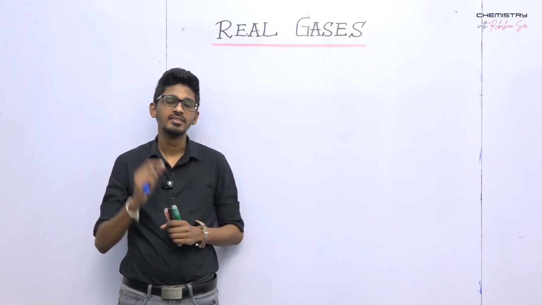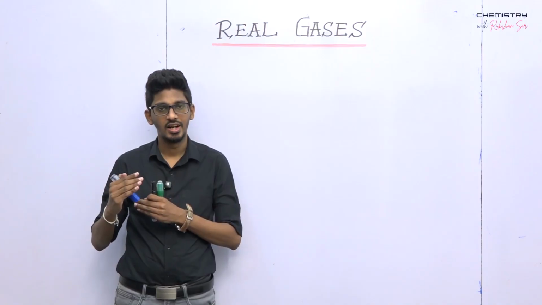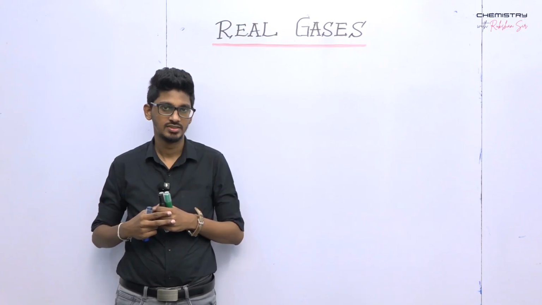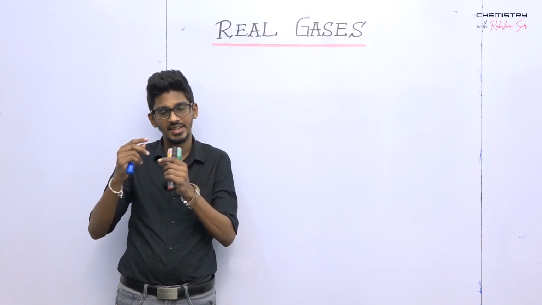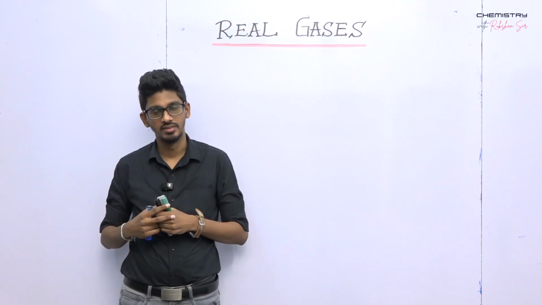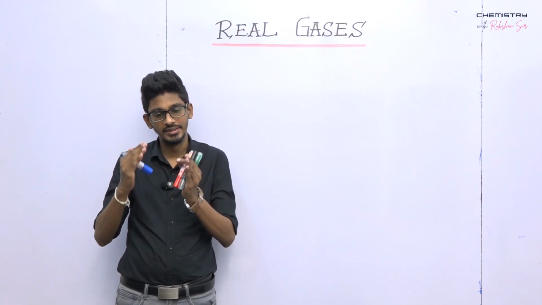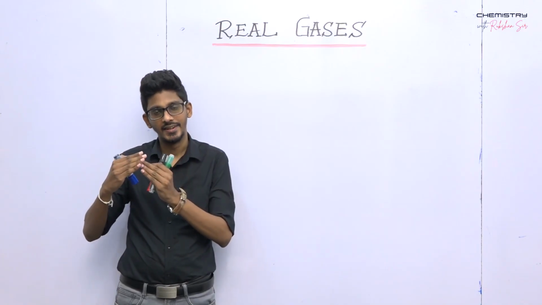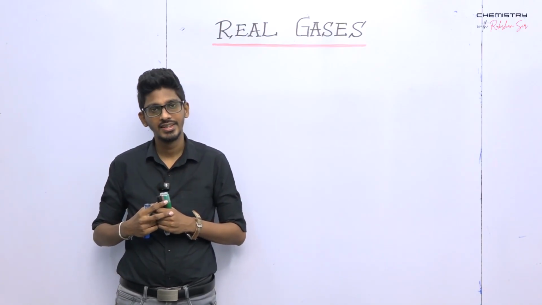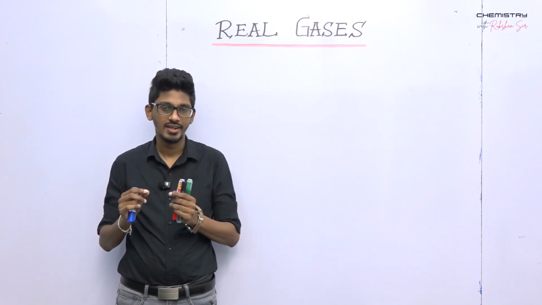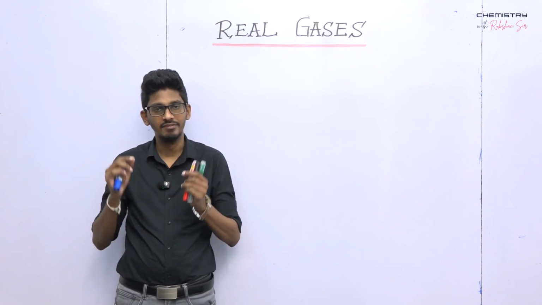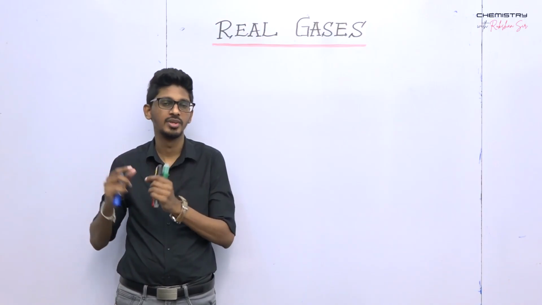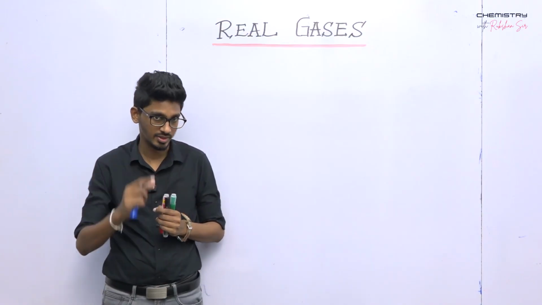First of all, let's discuss how to measure the deviation of real gases from the ideal behavior. How much do they deviate? Not all the real gases will deviate with the same value from the ideal behavior. Some real gases are very close to ideal gases and some are very far from the ideal behavior. So let's discuss a way to measure the deviation from the ideal behavior for the real gases.